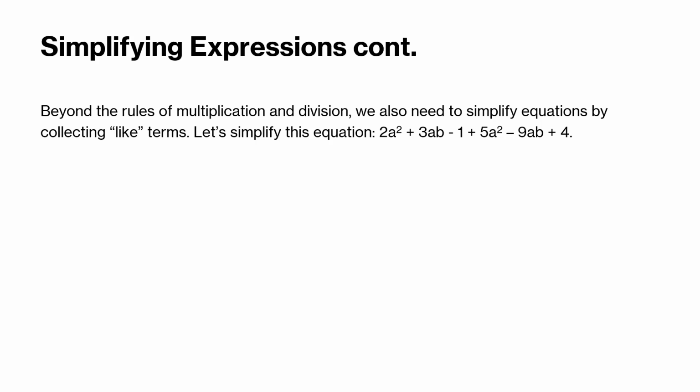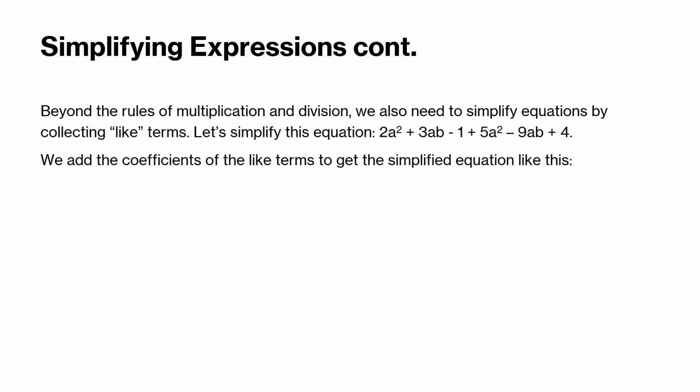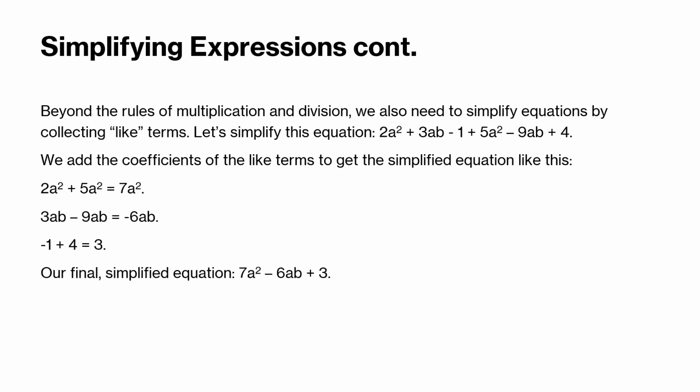Let's simplify this equation. 2a squared plus 3ab minus 1 plus 5a squared minus 9ab plus 4. We add the coefficients of the like terms to get the simplified equation like this. First, the coefficients of a squared. 2a squared plus 5a squared gives us 7a squared. We're collecting them. 3ab minus 9ab gives us minus 6ab. Minus 1 plus 4 gives us 3. Combine it all together. We get 7a squared minus 6ab plus 3.